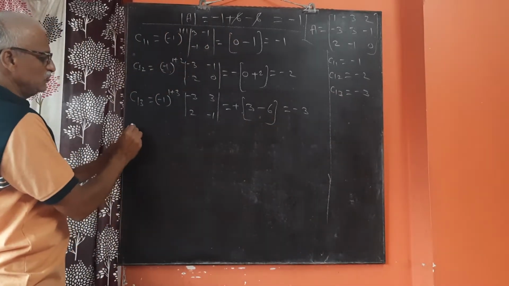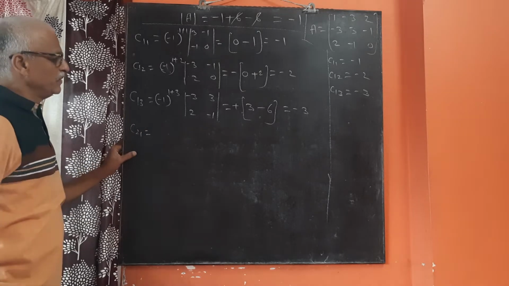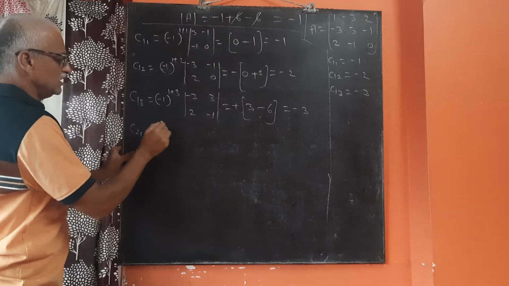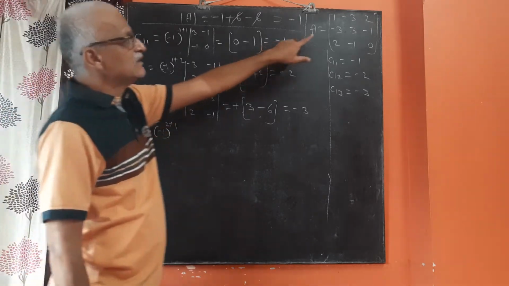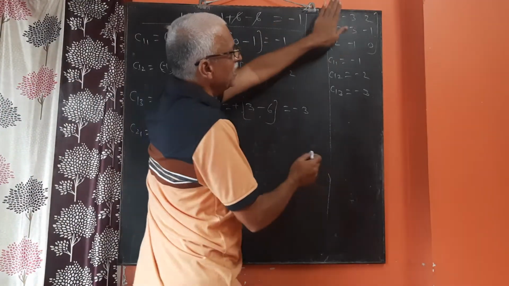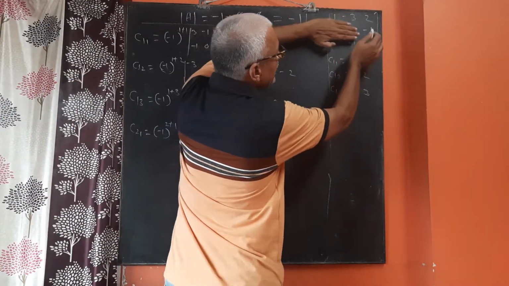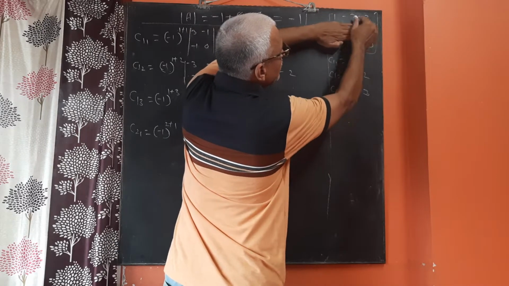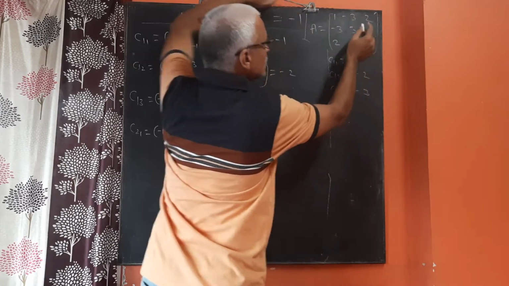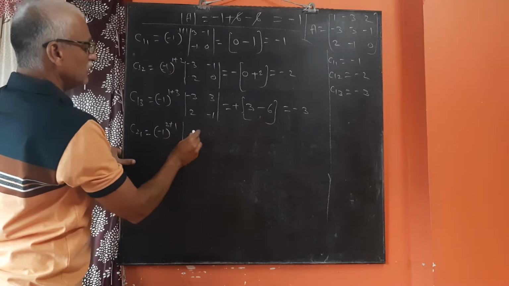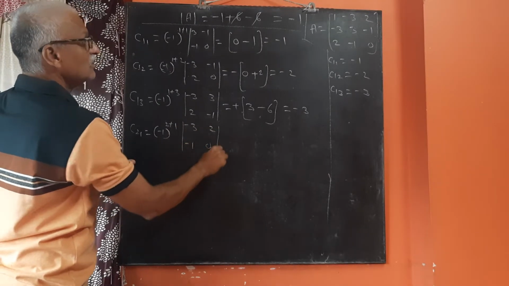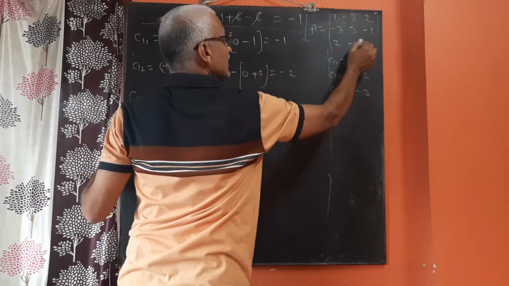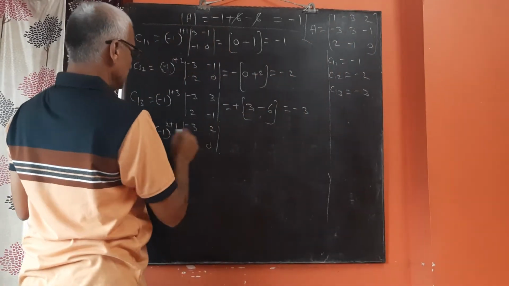Then comes C21 is equals to minus 1 raised to 2 plus 1. C21, which position? Second row's first. Now this first column and this row gone, so what remains is minus 3 2 minus 1 0. Determinant of minus 3 2 minus 1 0. Let us simplify it.